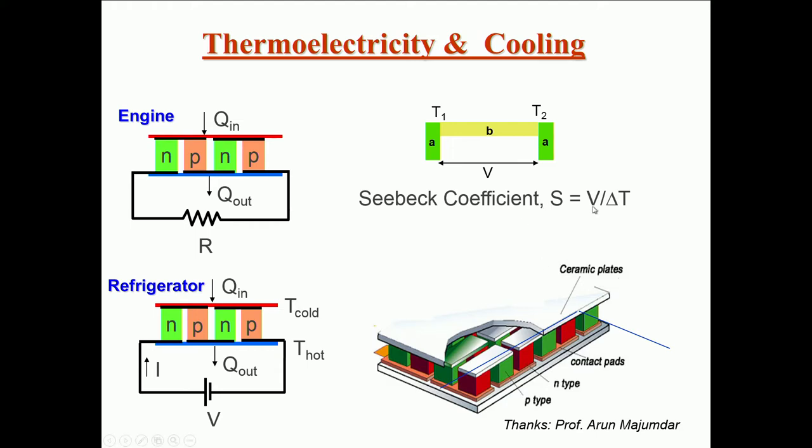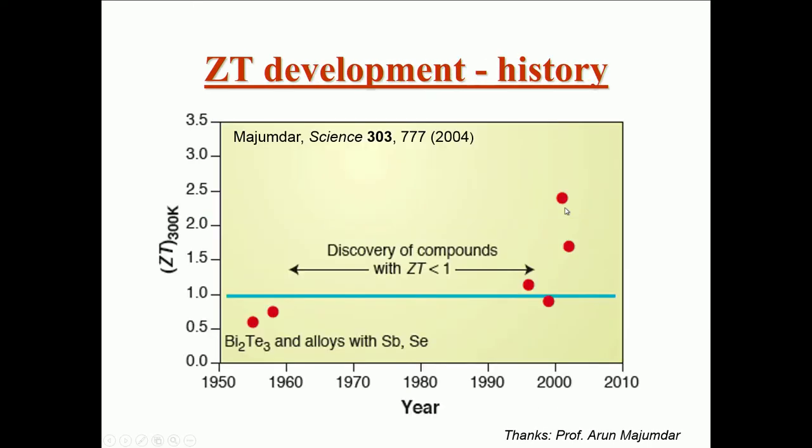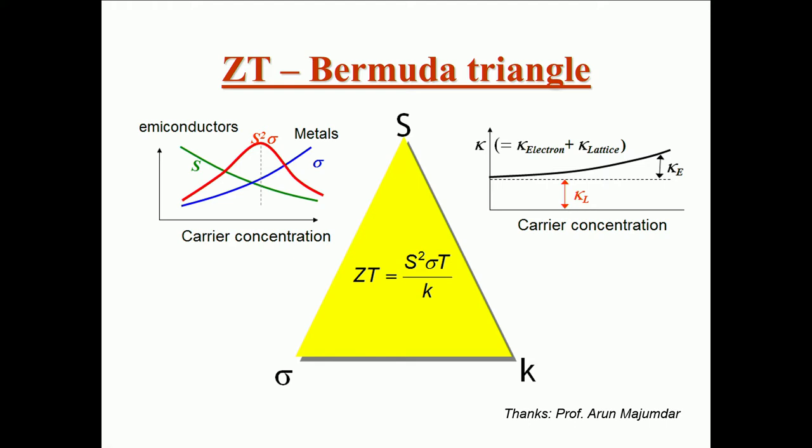Now one of the parameters that govern the performance of such a thermoelectric is the Seebeck coefficient, which is the voltage delta V over delta T, how much voltage you create because of a certain temperature difference across the ends. Now if you solve some of these energy equations and try to come up with an expression for efficiency, or for maximum COP for a refrigerator, you will see that the performance of a thermoelectric generator or cooler depends on a parameter called Z, which is the Seebeck coefficient squared times electrical conductivity over thermal conductivity. If you work it out, it has dimensions of 1 over temperature, so Z times T is a non-dimensional parameter. So we have looked at ZT.